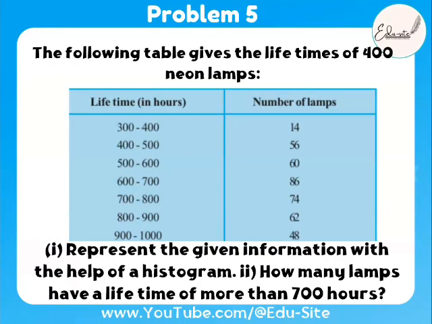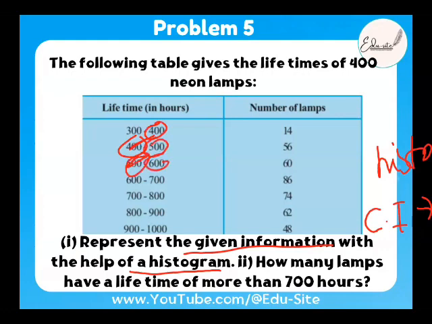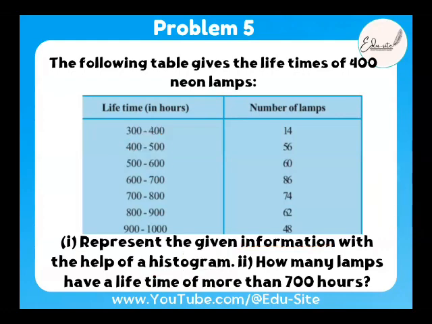Yes, beta. So what question they have asked here is to represent the given information with the help of a histogram. Okay, we are going to draw a histogram now. First thing, what we have to see every time, Laiba, is whether the class interval is continuous or not. Can you tell me whether this is a continuous class interval? Yes, because here it is 400, 400, there is no gap between the classes, correct? Between 500 and 500 there is no gap, between 600 and 600 there is no gap. So this is a continuous class interval, right, beta?